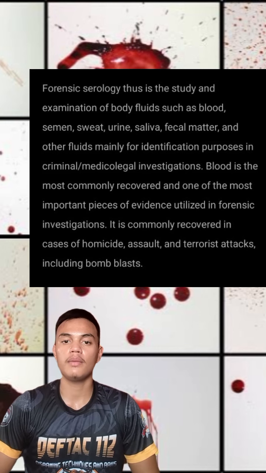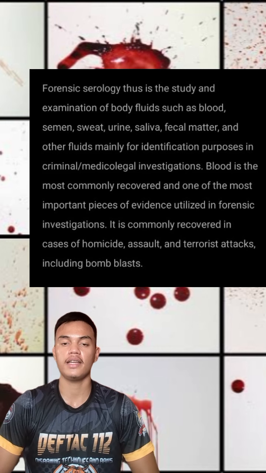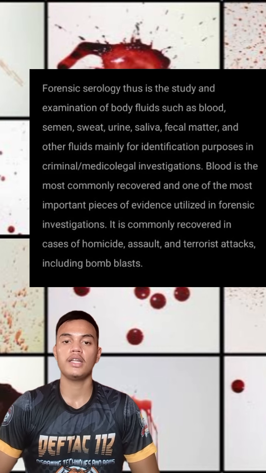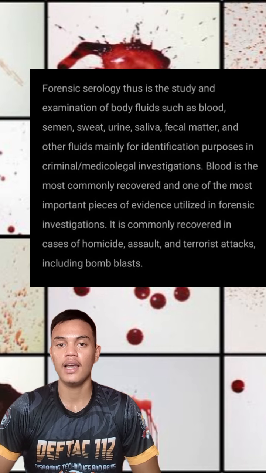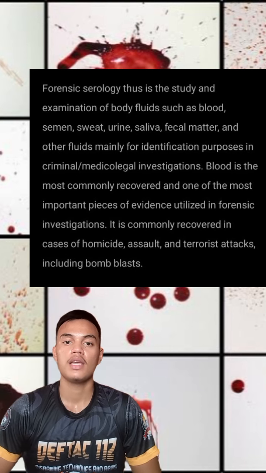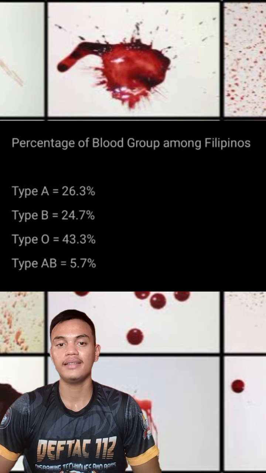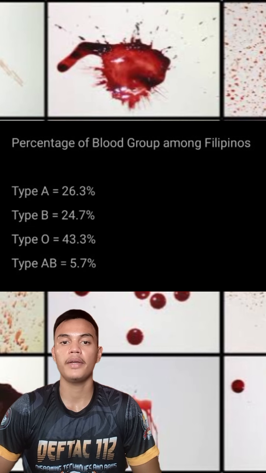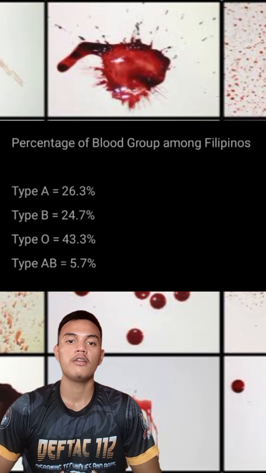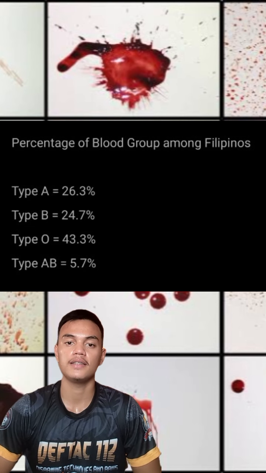Blood is the most commonly recovered and one of the most important pieces of evidence utilized in forensic investigations. It is commonly recovered in cases of homicide, assault, and terrorist attacks, including bomb blasts. Percentage of blood group among Filipinos: Type A, 26.3%, Type B, 24.7%, Type O, 43.3%, and Type AB, 5.7%.